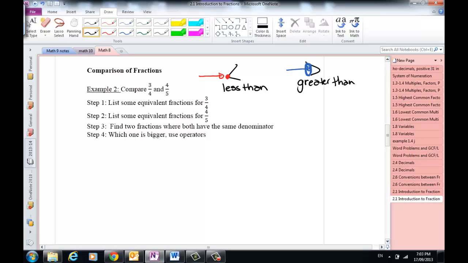Alright, so if we want to compare these, the first thing we're going to do is list some equivalent fractions. So step 1, list some equivalent fractions. I'm going to start with 3/4. And my first one is just 3/4. These are multiples, by the way. So from last unit, these are still multiples. If I multiply the top and the bottom by 2, I get 6 over 8.